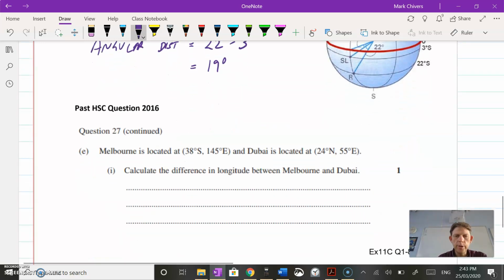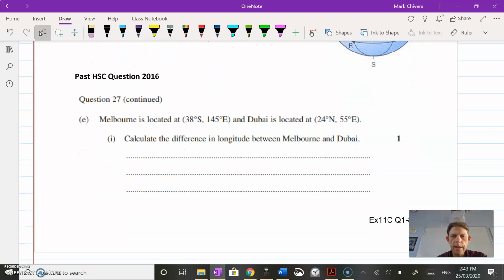There's an HSC example here as well. Melbourne is located at 38 degrees south, 145 degrees east, and Dubai is 24 degrees north and 55 degrees east. And this is just asking us to find the difference in longitude, so we can ignore the latitude. So remember, the longitude lines run up and down the Earth, and they're the longer lines, so they go from the north to the south pole. So they're measured in east and west. So there's our lines of longitude there.